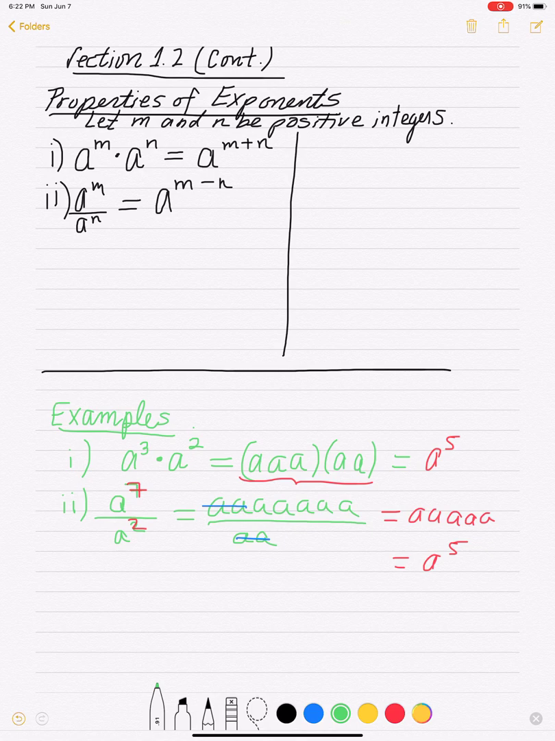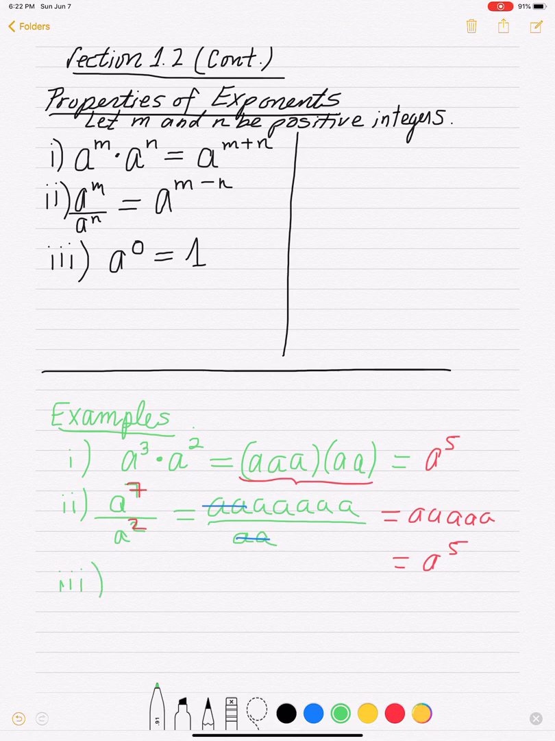All right, let's do property number 3. How about a to the 0 power? A to the 0 power is 1. I remember when I was in high school that I was taught a to the 0 power is 1. Anything to the 0 power is 1. Well, I memorized that. I didn't really understand it until I got to college. So why is a to the 0 equal to 1?